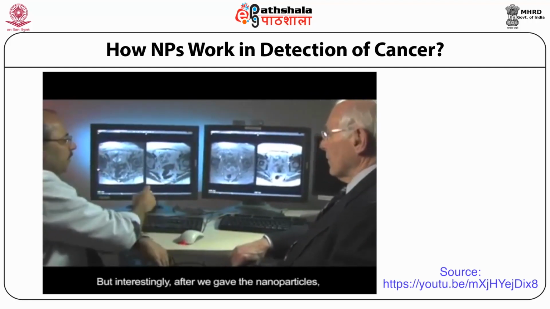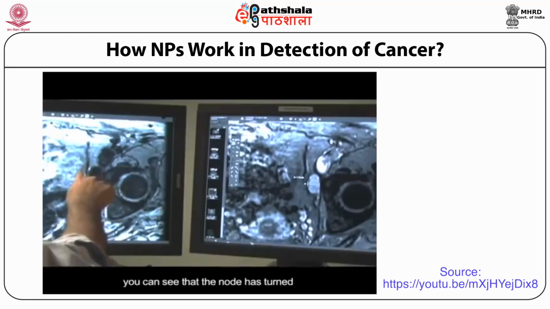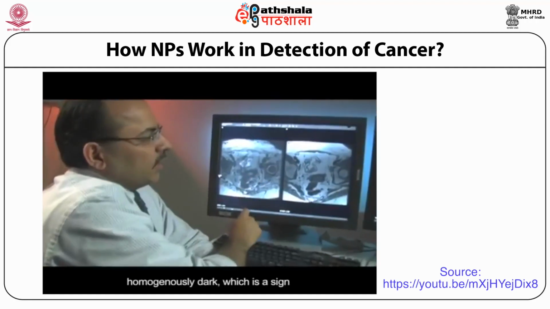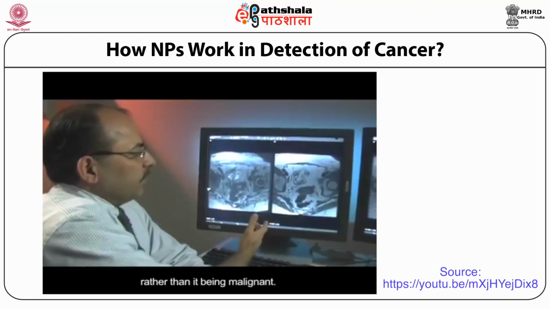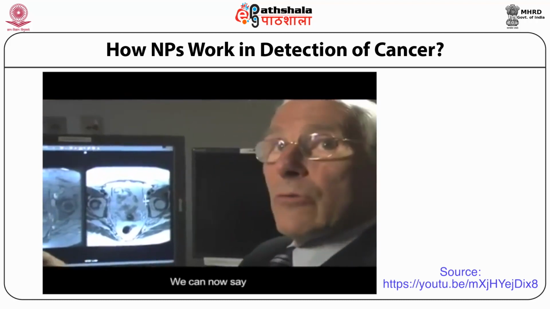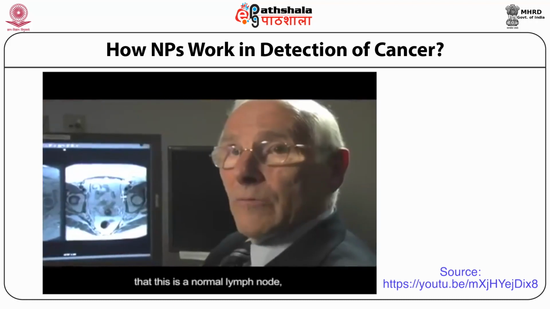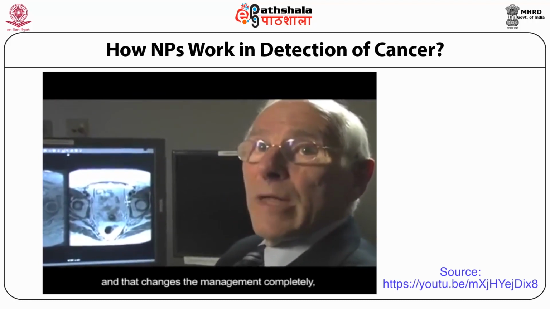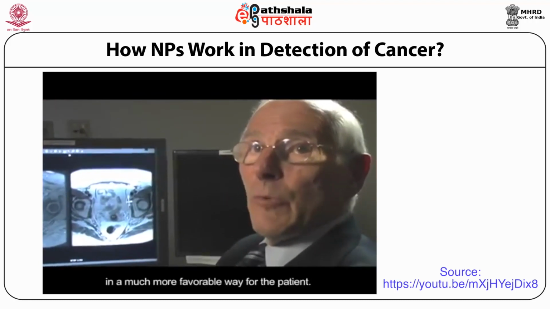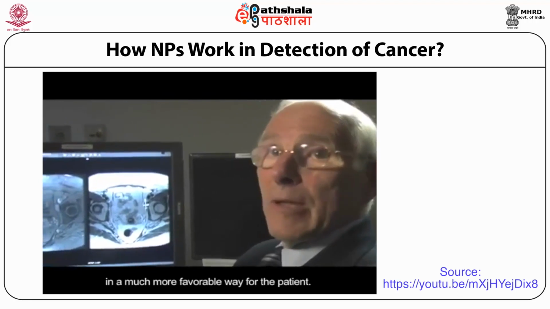But interestingly, after we gave the nanoparticles, you can see that the node has turned homogeneously dark, which is a sign that the node is actually normal and benign, rather than being malignant. We can now say that this is a normal lymph node, despite the fact that it's enlarged, and that changes the management completely in a much more favorable way for the patient.